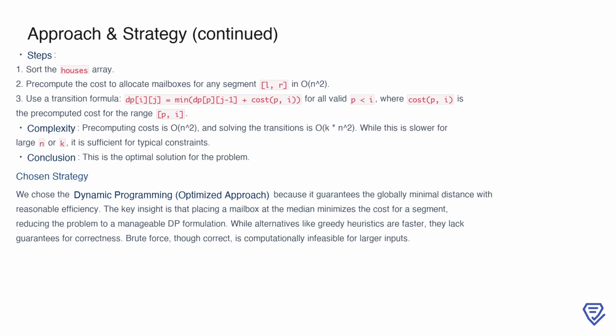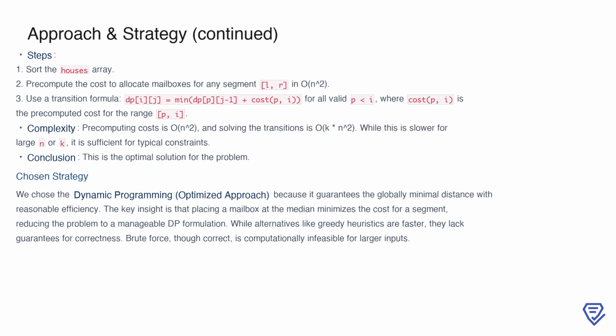To implement the dynamic programming approach, the solution follows a series of steps. First, the houses array is sorted. Then, the cost of allocating a mailbox for any segment [L, R] is pre-computed in O(n squared). This pre-computation allows us to efficiently calculate the range costs later.